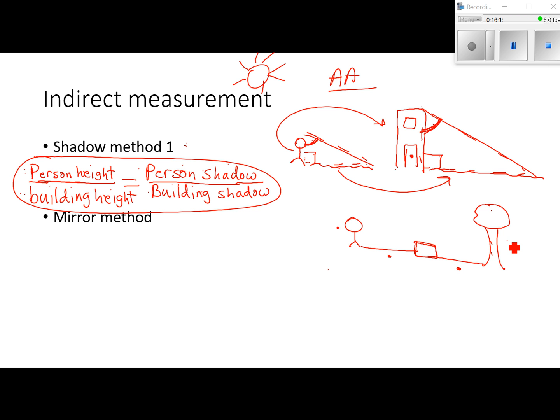And I'm going to set it up as a proportion over here. Same idea. Person height. And again, it doesn't have to be a person, it doesn't have to be a tree. It's just what I'm using for this example. Compared to the tree height.